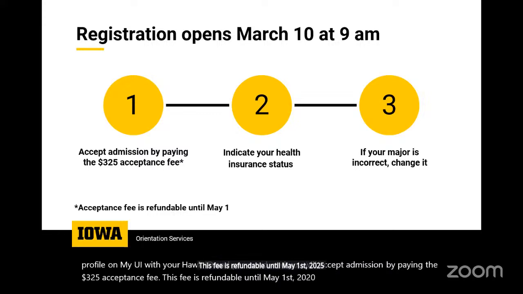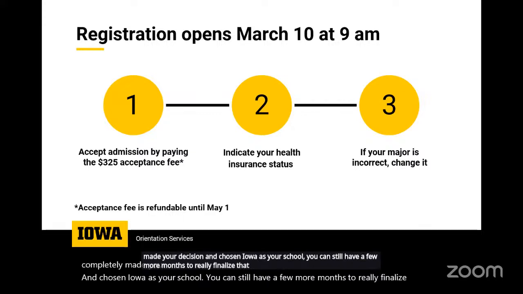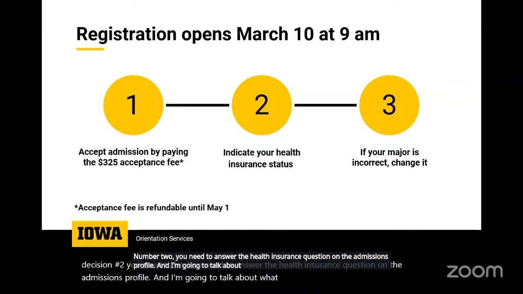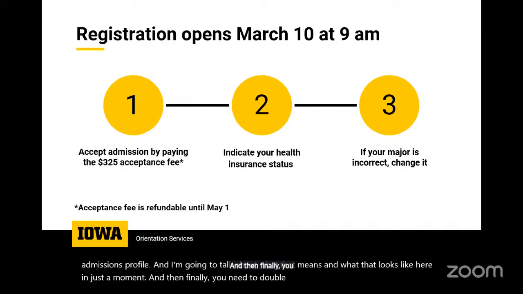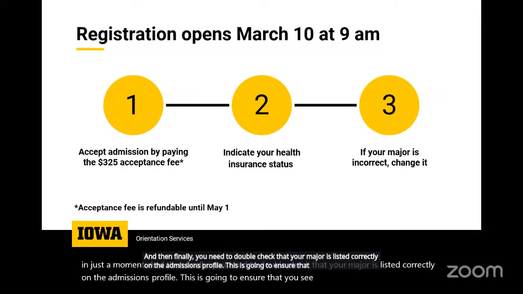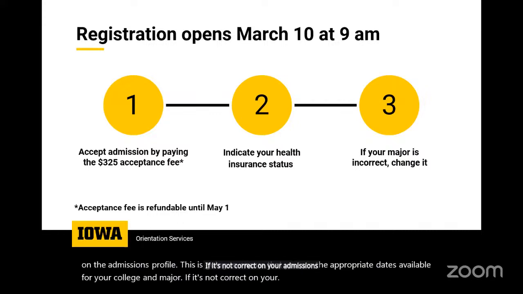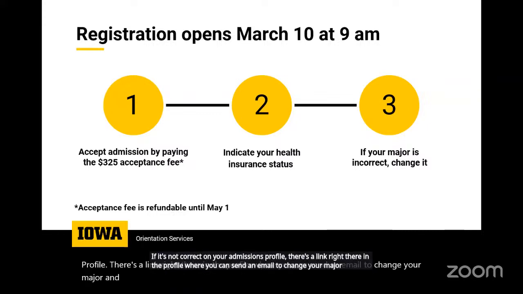So even if you haven't completely made your decision and chosen Iowa as your school, you still have a few more months to really finalize that decision. Number two, you need to answer the health insurance question on the admissions profile. And I'm going to talk about what that means and what that looks like here in just a moment. And then finally, you need to double check that your major is listed correctly on the admissions profile. This is going to ensure that you see the appropriate dates available for your college and major. If it's not correct on your admissions profile, there's a link right there in the profile where you can send an email to change your major, and you're going to want to get that done before Monday.